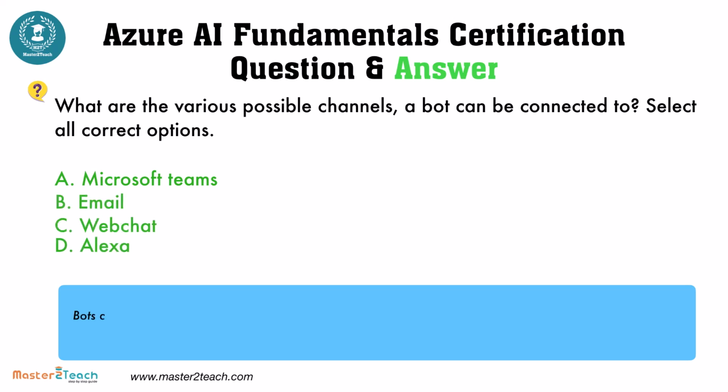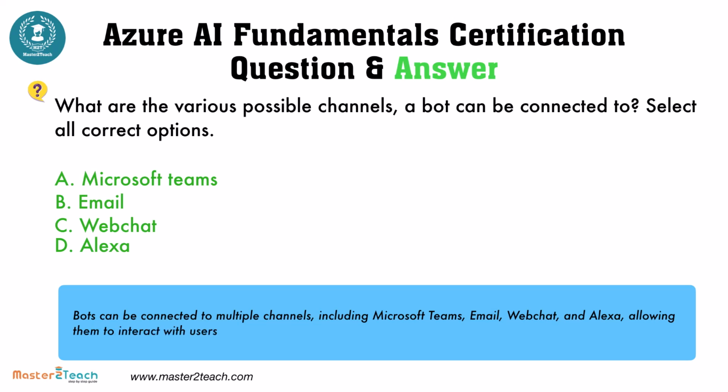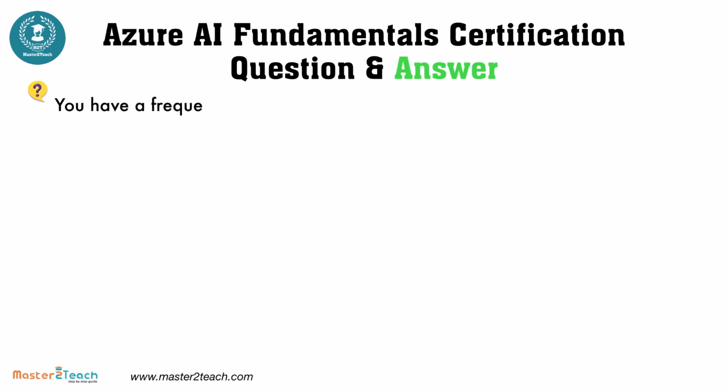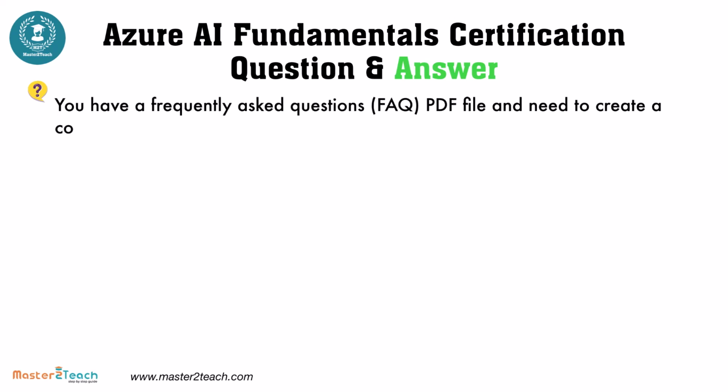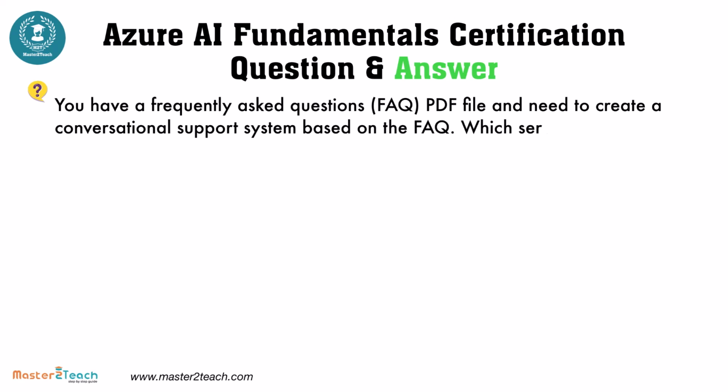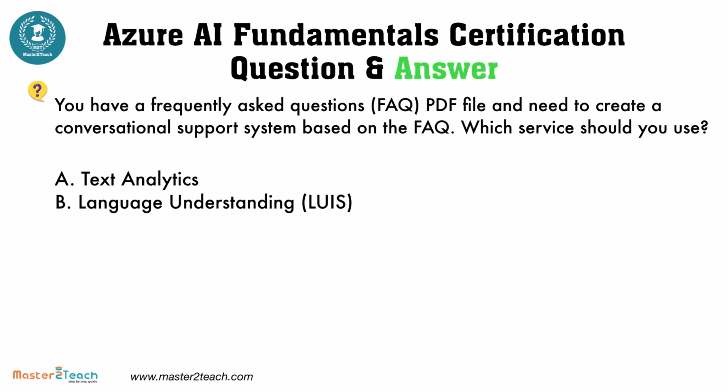Bots can be connected to multiple channels, including Microsoft Teams, email, web chat, and Alexa, allowing them to interact with users across different platforms. You have a frequently asked questions, FAQ, PDF file, and need to create a conversational support system based on the FAQ. Which service should you use? The options are A. Text Analytics. B. Language Understanding, LUIS. C. Computer Vision. D. QnA Maker.